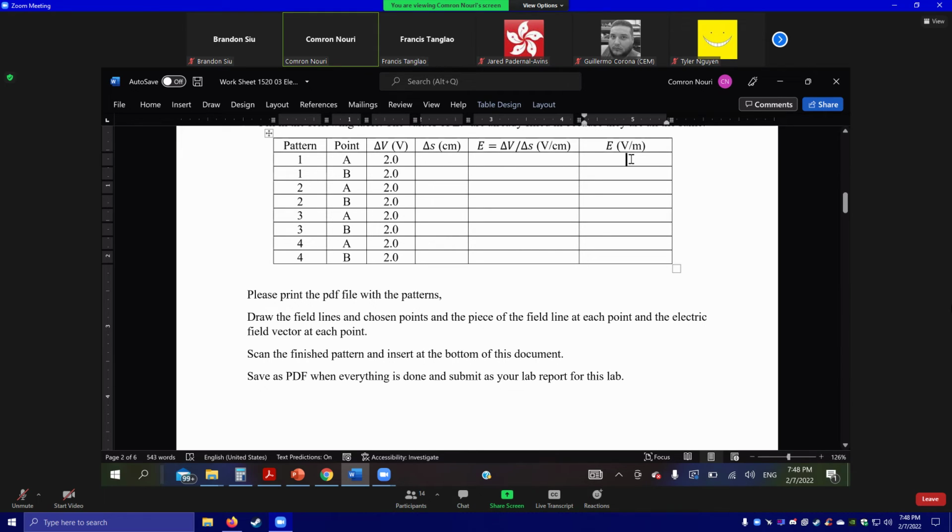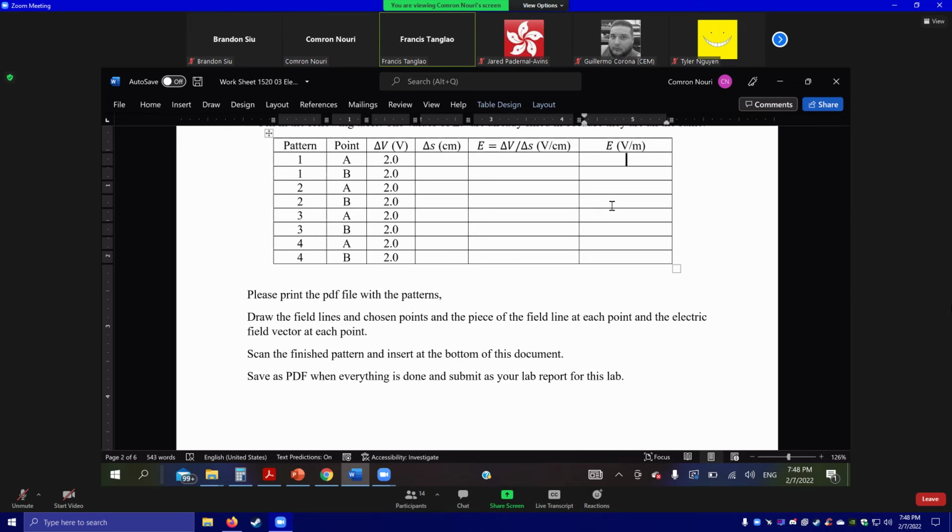Okay, understood. So essentially, we're just doing what you have just showed us in that last slide. That's right. And for 2 points for each pattern, so you have 8 points. And then you draw the electric field vector at that point.